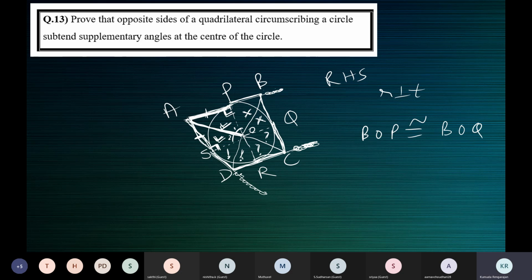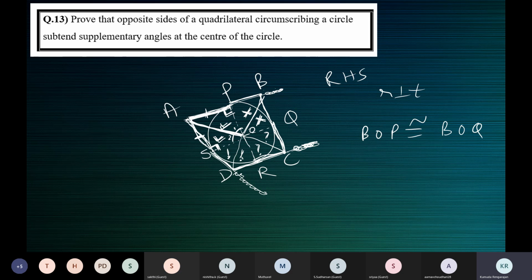Okay, the question to Shakti is: prove that the two triangles are congruent using the SSS rule. Show that these two triangles are congruent using the SSS congruence criterion. BO is common, ma'am. Okay, BO is common. And OP is equal to OQ as radii. And BP is equal to BQ, as tangents from an external point to a circle are equal.